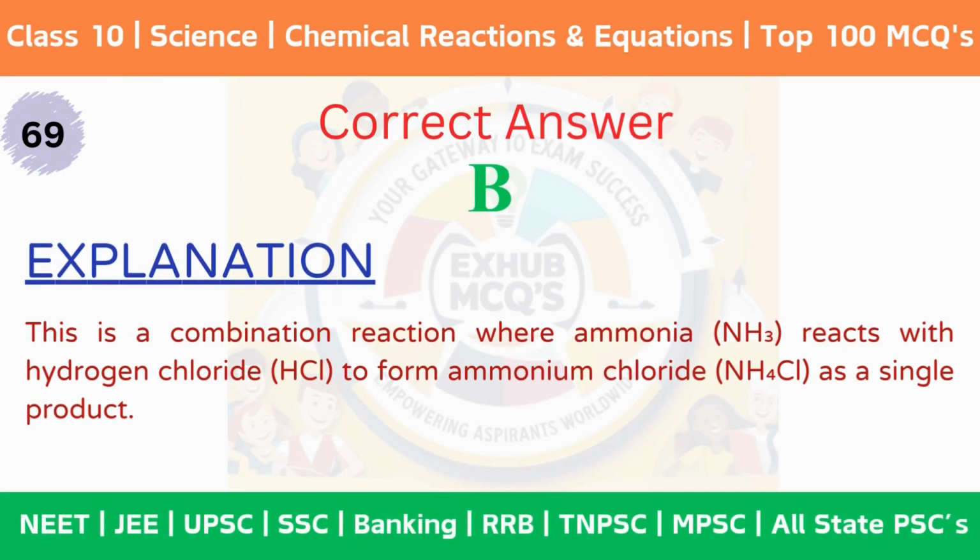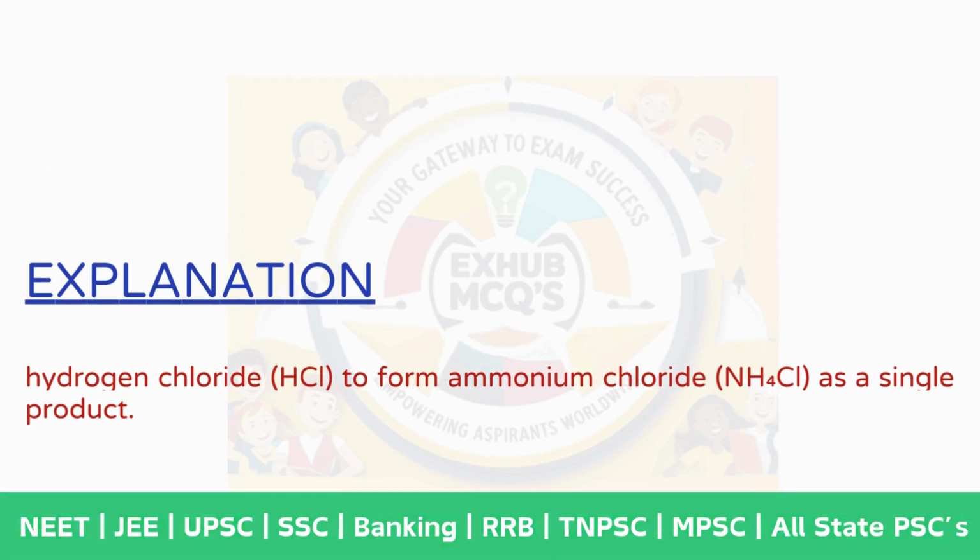The correct answer is option B, combination reaction. Explanation: this is a combination reaction where ammonia and hydrogen chloride react to form ammonium chloride as a single product.